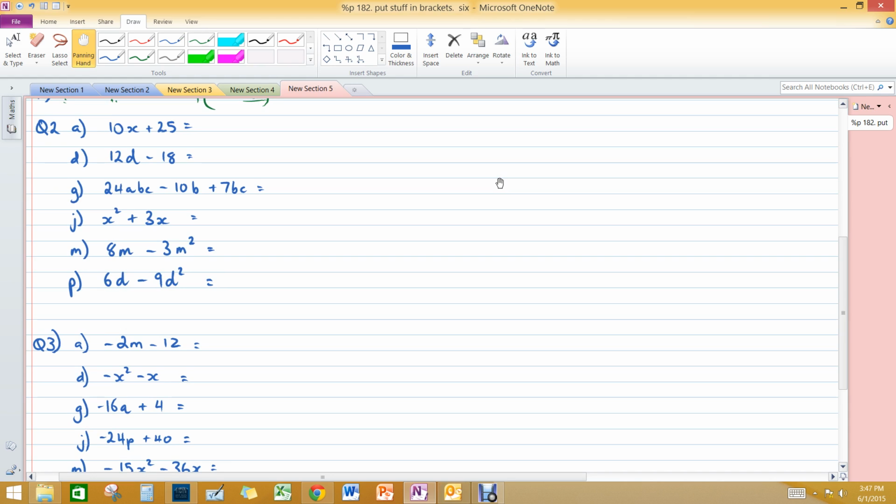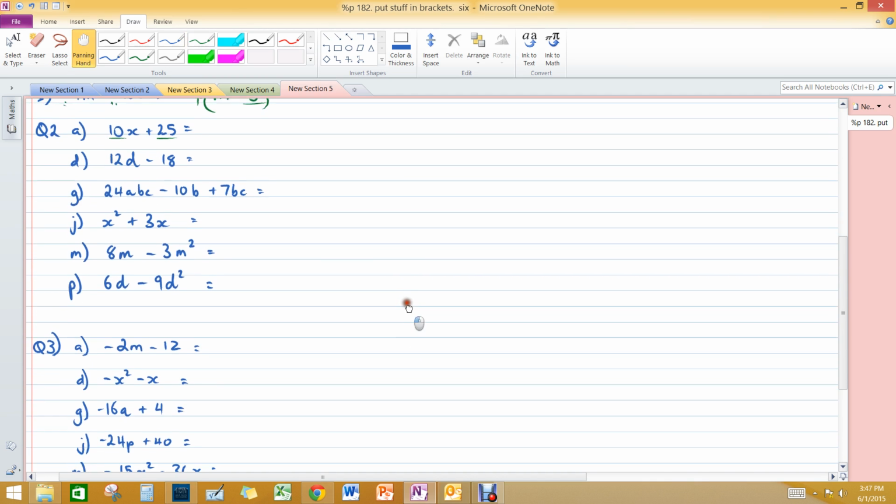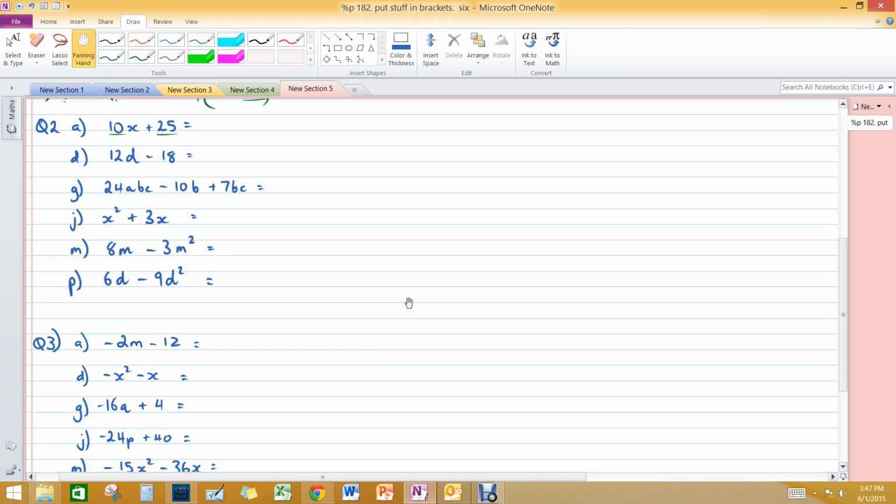Alright, 2a, common factor here. Let's go a little bit faster. The difference between this one and the previous section is that we have a common factor, but it's not specifically in either one of our terms. So our common factor here is going to be 5. So we write 5 and we open our brackets. Now 5 multiplied by what is going to give me 10x? Well, 5 times 2 gives me 10, and the x will give me 10x. Then we bring it across. 5 times what gives me 25? Well, it's 5 times 5.